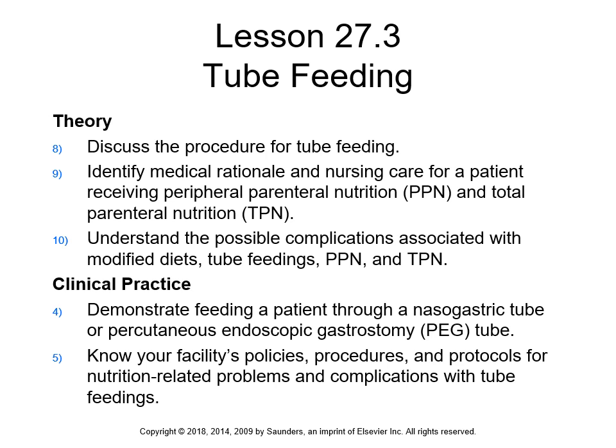Final section, tube feeding. In this lesson, 27.3, the objectives covered here would be discussing the procedures for tube feedings, identifying medical rationale and nursing care for patients receiving peripheral parenteral nutrition, also known as PPN, and total parenteral nutrition, referred to as TPN. And finally, understanding the possible complications associated with modified diets, tube feedings, PPNs, and TPNs.